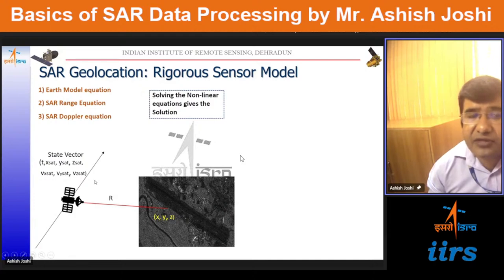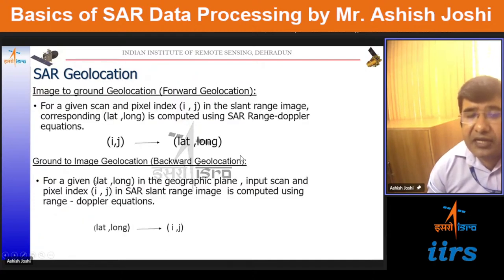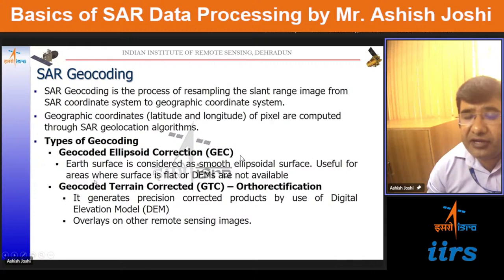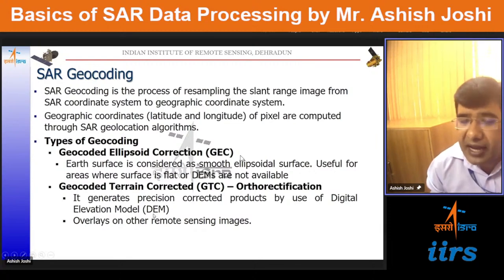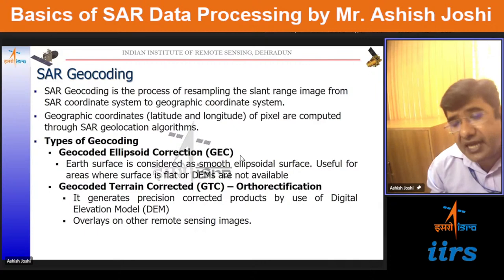So the Z component is given for the height. That height for the terrain X, Y, Z is given through the digital elevation model. For a particular point, we can have the latitude and longitude, but if we have the digital elevation model, we can have the Z value also, and then we can create very precise products.